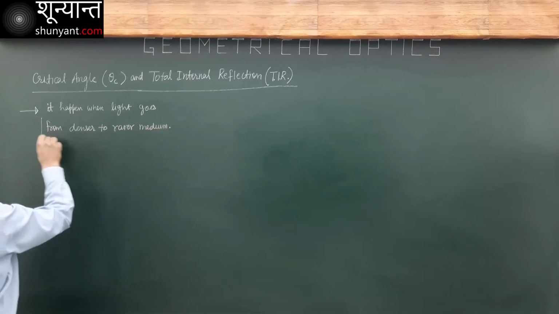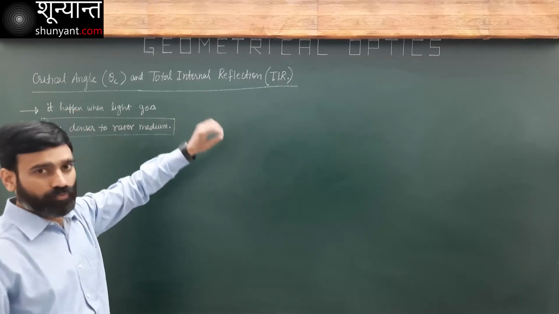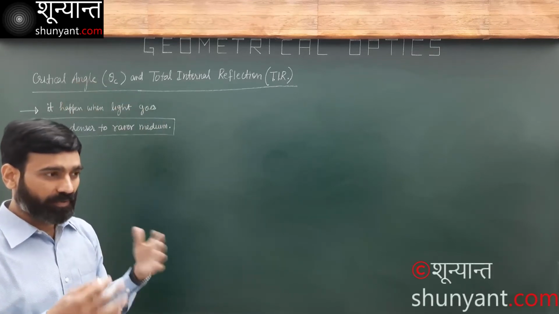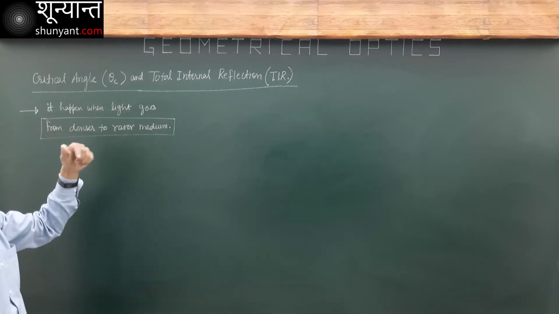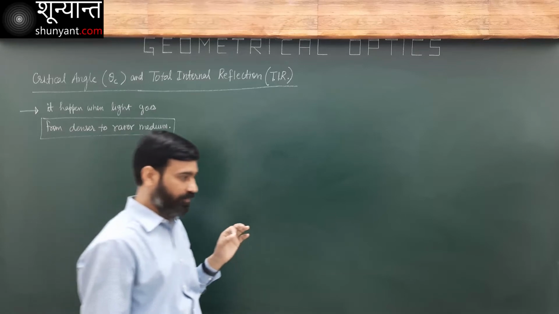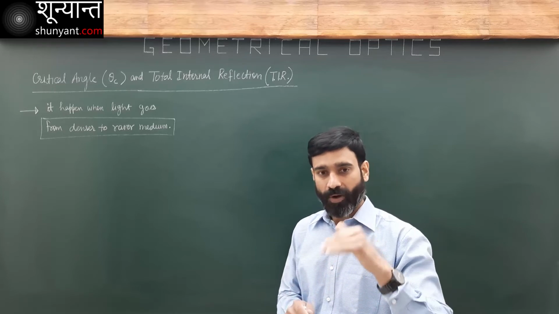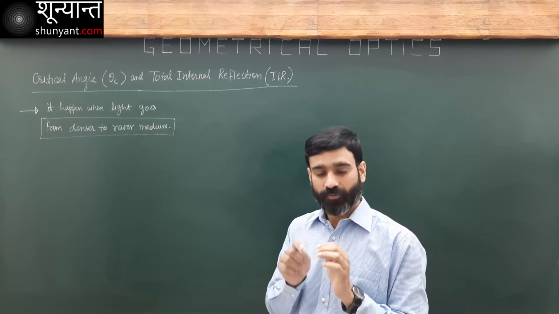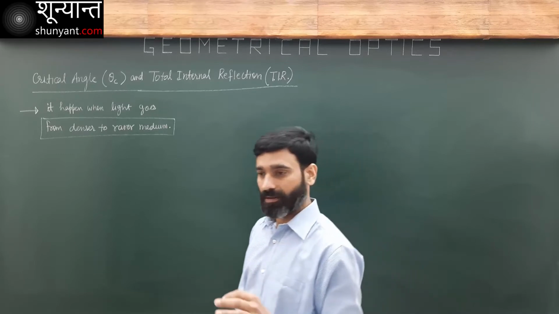So this phenomenon, which is known as total internal reflection, has to do with critical angle. Both are related. We will see what the relation is and what the meaning is also. It happens only in this case, when light goes from denser to rarer medium. You have to keep this in mind. Whenever light goes from denser to rarer, from water to air, from glass to air, there will be a chance of total internal reflection. It does not always happen.